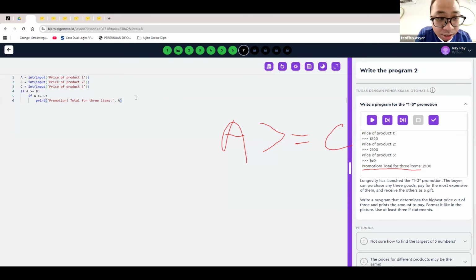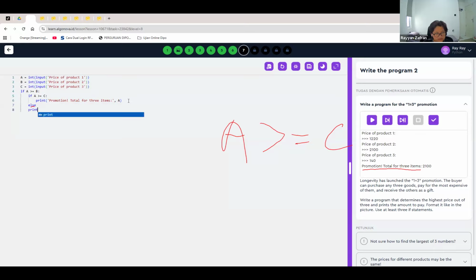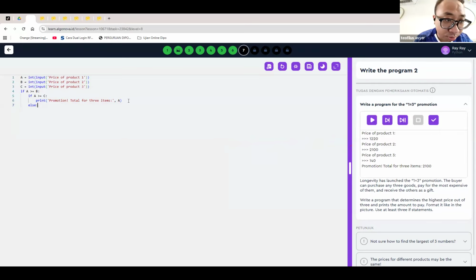Okay. And then else right now. Else, here or that? Same position as if, because you're still continuing the if, right? Else, okay. Print. Don't forget the colon after else. Print, same sentence, I think. Promotion, total.